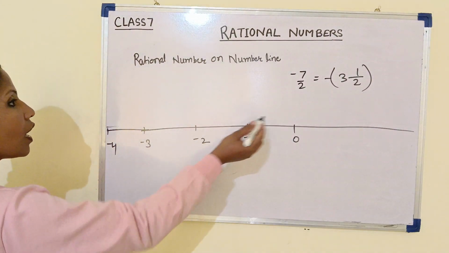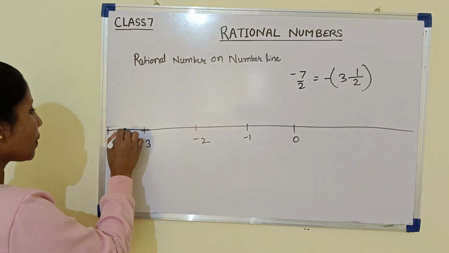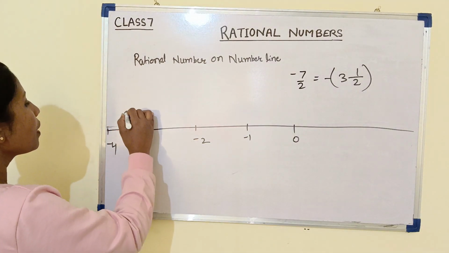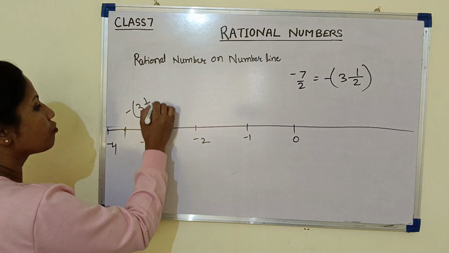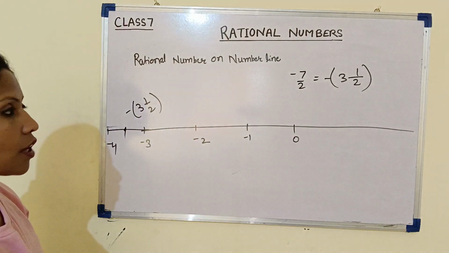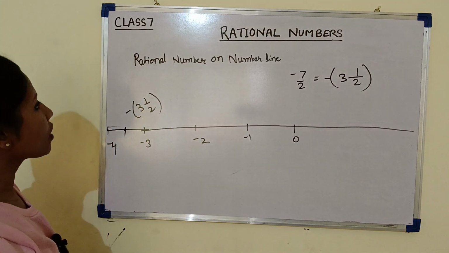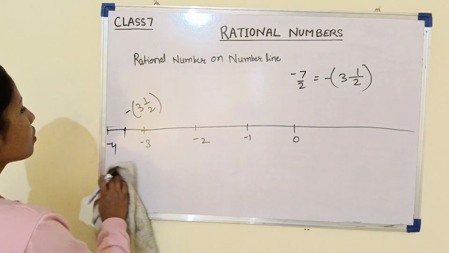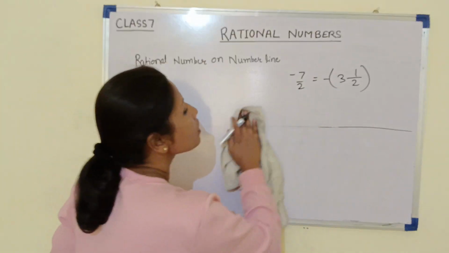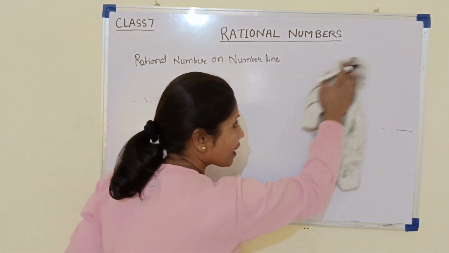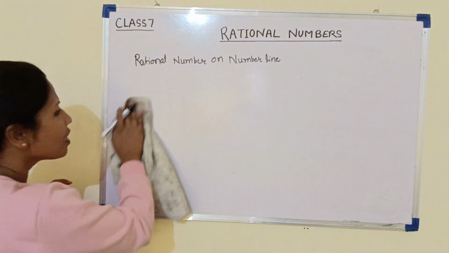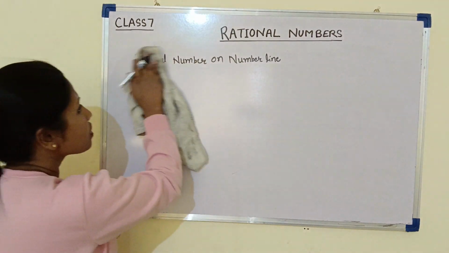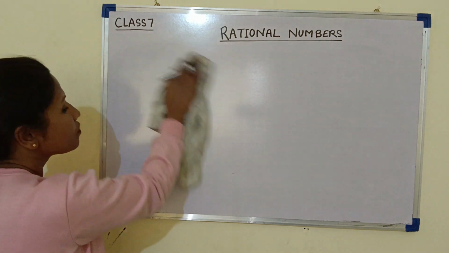This is 3 and you have to divide it 2 parts. Let's make one cut. This will divide it 2 parts. So, this point will be minus of 3.5. Understood? So this is very important. Please focus on this. So this will be minus 3.5. So you can represent any rational number on this number line. I have taken the negative rational numbers only because positive rational numbers I have already taught you in fraction.